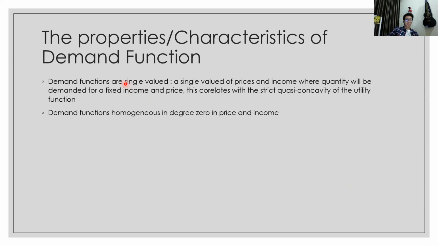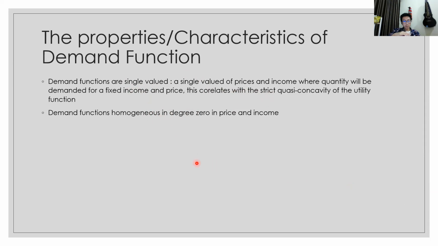Now, what are the properties or characteristics of the demand function? The demand function is single valued. It means that for a single value of price and income, the quantity demanded is fixed. This is correlated with the strict quasi-concavity of the utility function. The second is that the demand function is homogeneous of degree 0 in price and income.